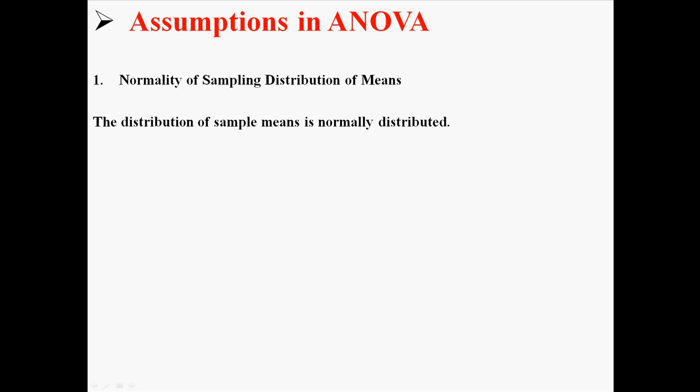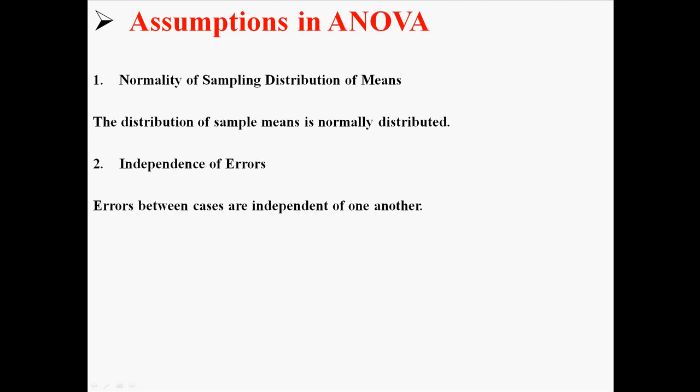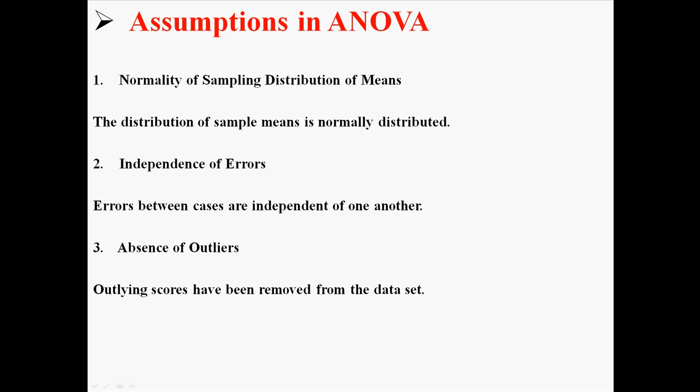Now ANOVA has a few assumptions. The first assumption is normality of sampling distribution of means, meaning that the distribution of sample means is normally distributed. We pretty much always assume this is true, and it's usually not a problem. The second is independence of errors, that error between cases are independent of one another. The third is absence of outliers.